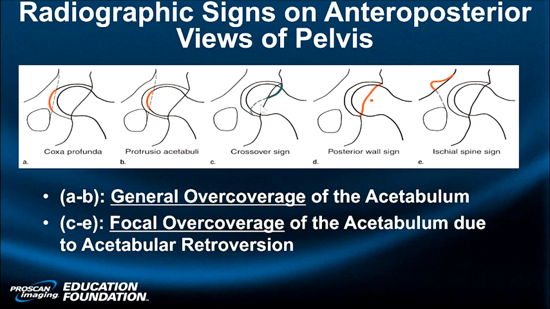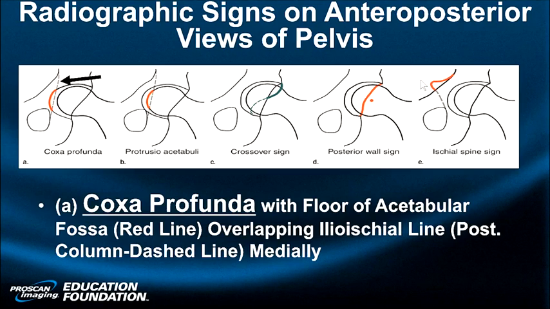Then we've got the crossover sign, which I'm going to show you in the axial projection, a little hard to understand coronally. The posterior wall sign, where the center of the femoral head is located outside a line drawn between the superior and inferior bony cup. And then a large ischial spine as another sign of impingement. And here I've got them defined for you.